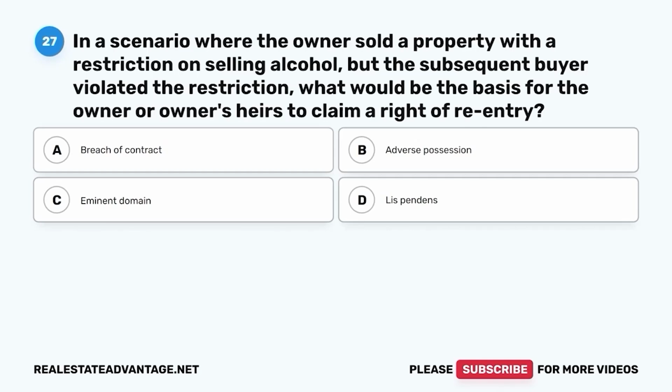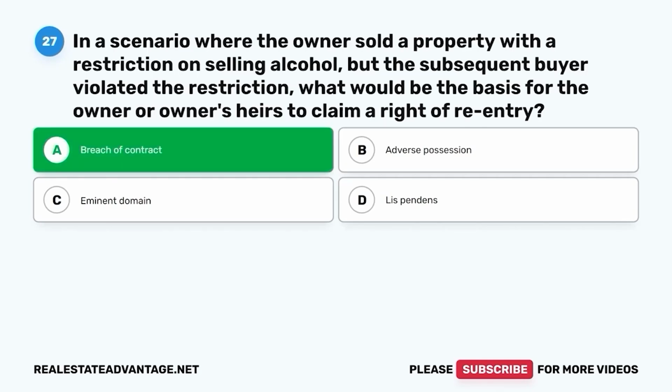re-entry? A. Breach of contract. B. Adverse possession. C. Eminent domain. D. Lis pendens. The correct answer is A.